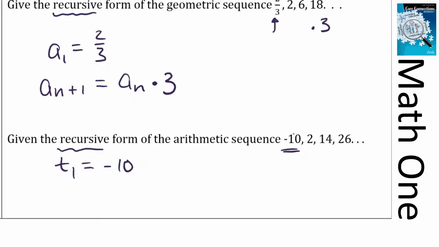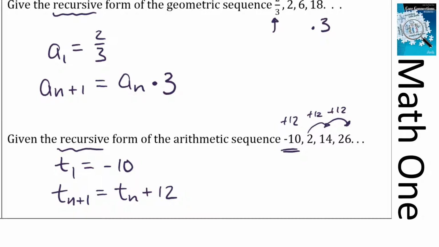Now you can see right here, if I'm going from -10 to 2, and then from 2 to 14, and then from 14 to 26, each time I'm adding the number 12, right? I'm increasing by 12. Even from -10 to +2 is an increase of 12. So that's the recursive rule, right? In order to get to the next value, t sub n plus 1, the next one is equal to the current one, t sub n, plus 12 more. So recursive definitions do need both statements. You need to know where to begin and how to get to the next term given the current term.